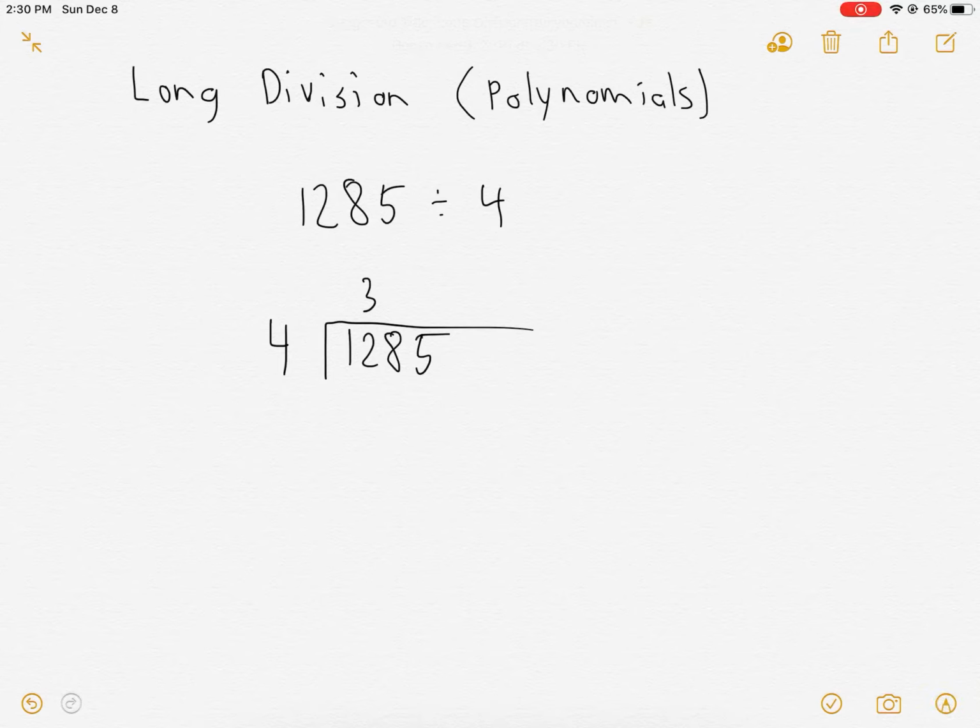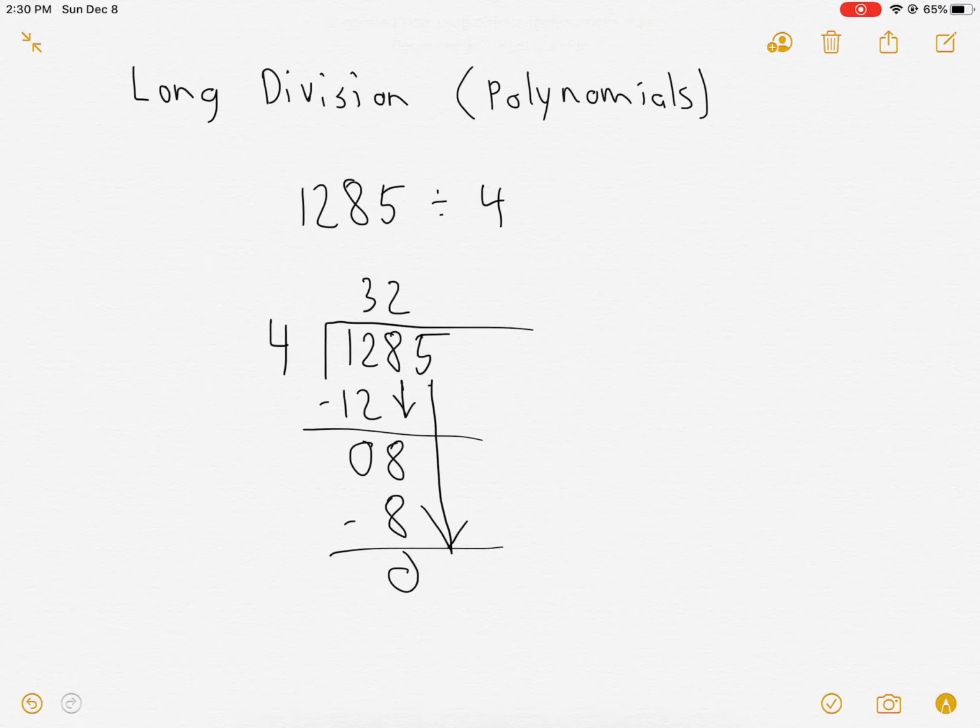Then we take 3 times the 4 on the side, gives us 12, and subtract. That cancels out, so we drop the next number down. Then we restart again and say, okay, does 8 divide by 4? Yeah, 8 divides by 4, that gives us 2, so that's the next part of our answer. 2 times 4 is 8, so we subtract away 8, and we drop our last number down.